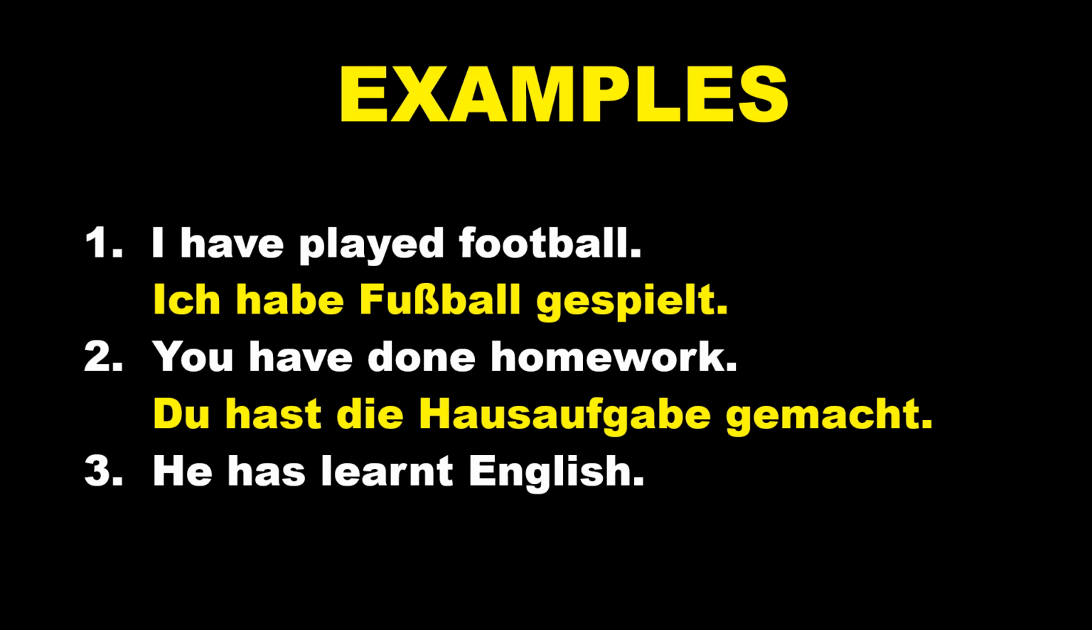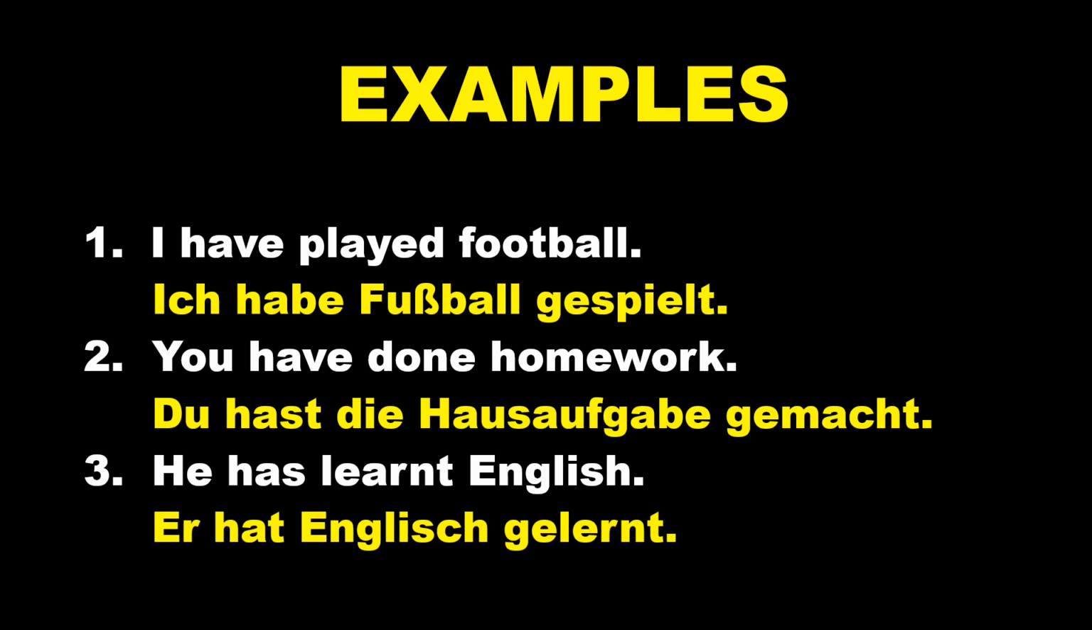Let's take one more example. He has learnt English. Er hat Englisch gelernt. Again, er is the subject, hat the helping verb in the conjugated form, third person singular. English is the object, gelernt is the Partizip zwei form. I hope it is a bit clear to you how to use the perfect tense.